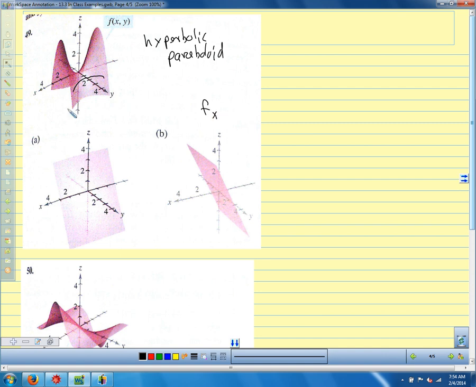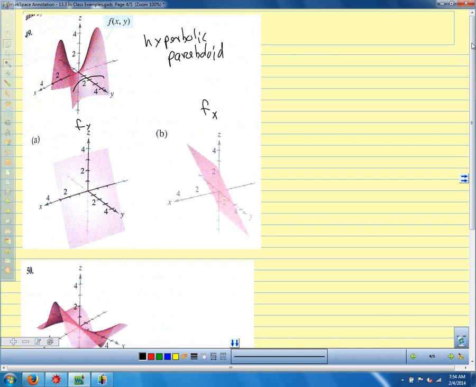And then if we look at this one, the partial with respect to y, over here where y is negative, we're going uphill until we get to the origin, and then over here we're going downhill. So it goes from positive to negative. And when we go through the x-axis is where it changes. So here we're positive, here we're negative. So that's going to be f sub y.